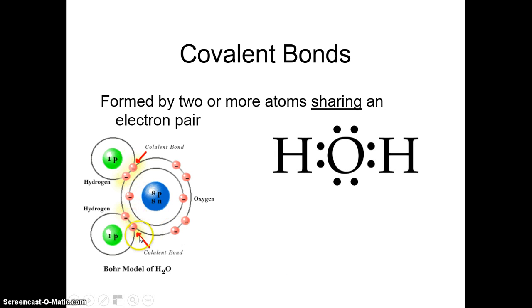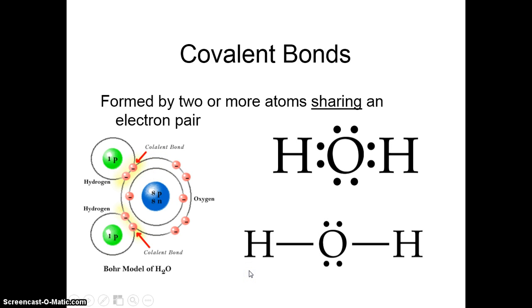Covalent bonds, on the other hand, are formed from two or more atoms sharing an electron pair. Here we have water with a covalent bond here and a covalent bond here. We'll learn later in the chapter how to write the structures correctly, but that's what the Lewis dot structure would look like.